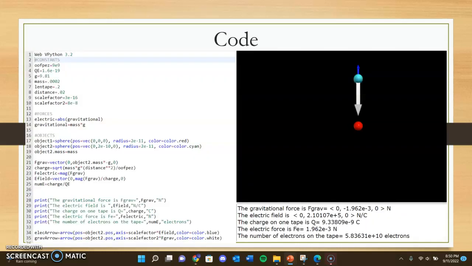And here's my code that I used to help calculate the numbers and to help check myself.